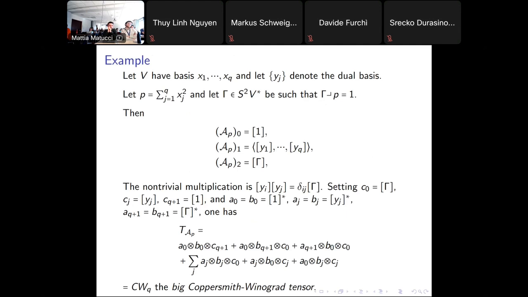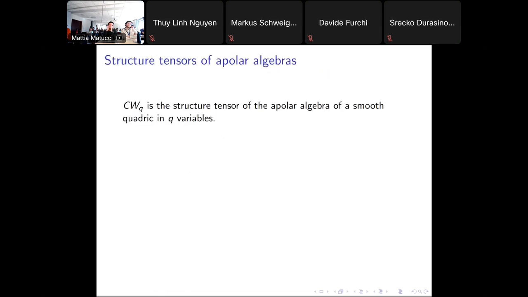Okay, this is just an illustration, so it's not a particularly mysterious operation. It is a little annoying because you have to take equivalence classes, but that's life. Right, so this Coppersmith-Winograd tensor is the structure tensor of the apolar algebra of a smooth quadric in q variables. And so indexing it by q is not so bad after all, although Coppersmith and Winograd certainly did not know about this. So now I can tell you what this better tensor is. It's the structure tensor of the apolar algebra of the cubic polynomial xyz.